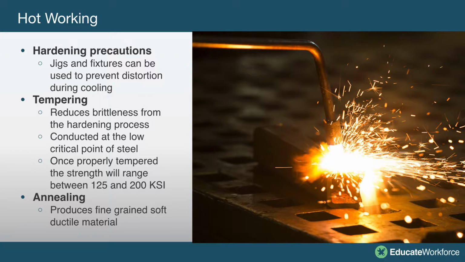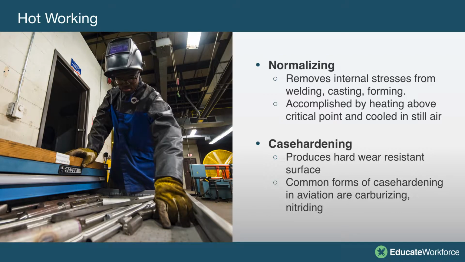Annealing, we discussed, is what we're going to use. It produces a fine grain and it makes it a soft, ductile material. It keeps it from cracking or breaking when we're actually forming the metal. Normalizing is going to remove the internal stresses from the welding or the cast. It's accomplished by heating it above the critical point and then cooling it in still air.